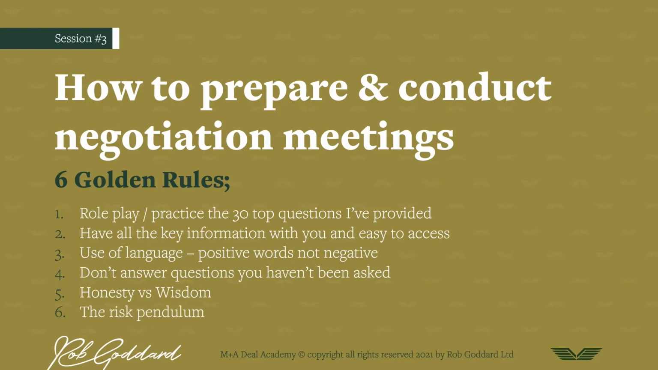In a meeting, you may not be aware of it as the seller, the buyer will be. It's the risk pendulum. What they're doing is assessing where that risk pendulum is. Is the risk all on them? Or is it all on you?